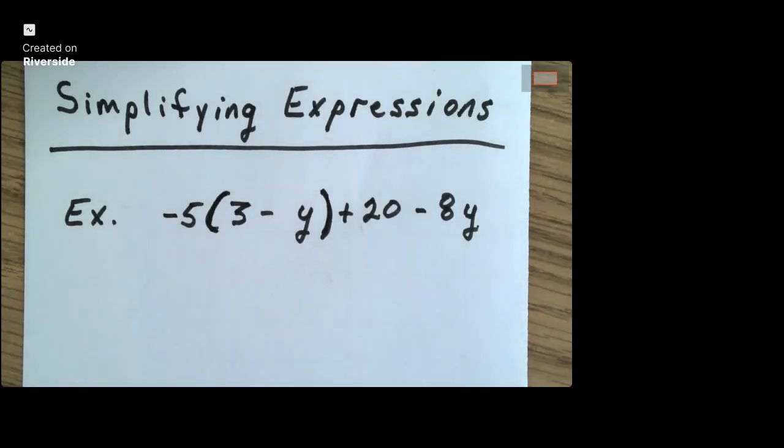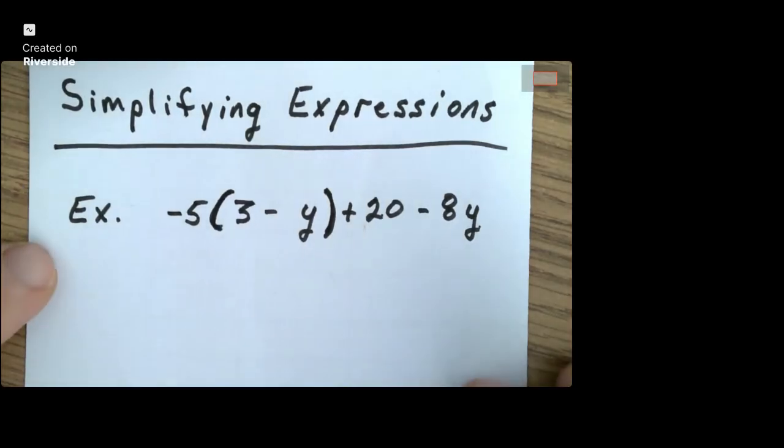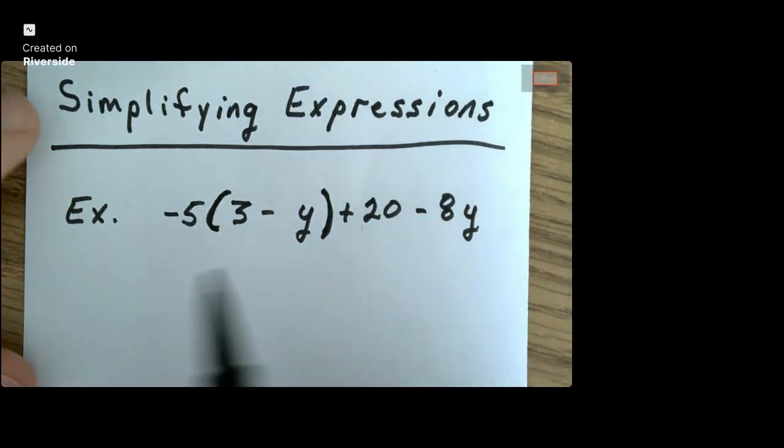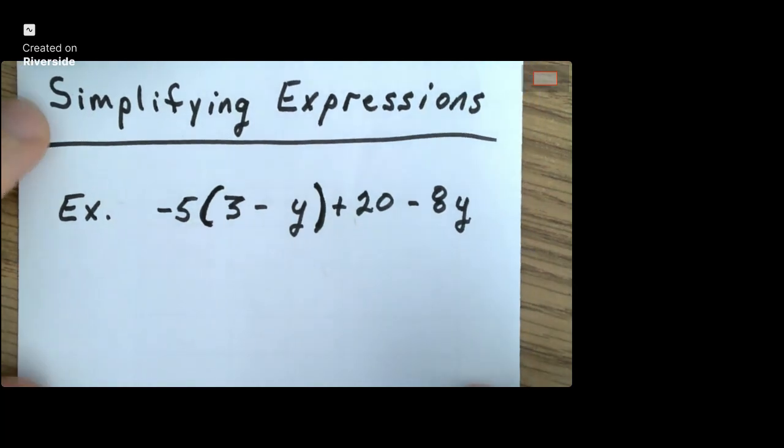All right, guys, let's talk about simplifying expressions. And we're going to be utilizing a little bit of the distributive property here as well, and talking about combining some like terms and how to pick those out. So let's get started. So I got an expression written out here.